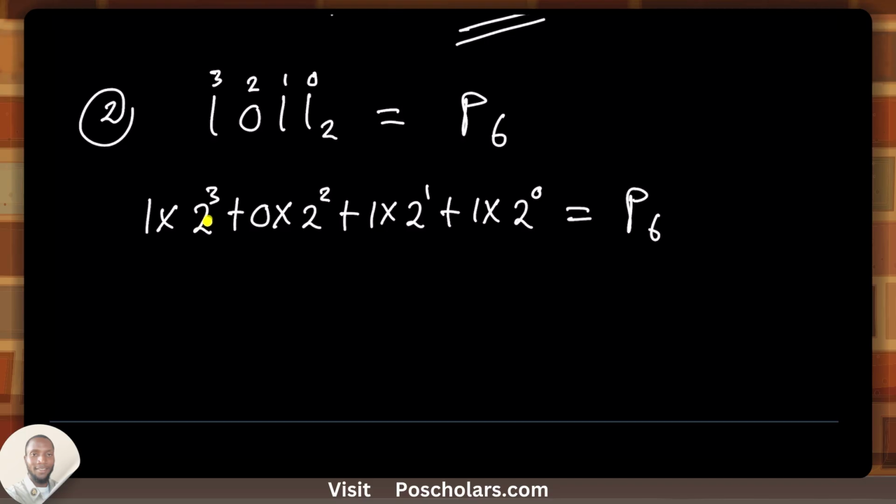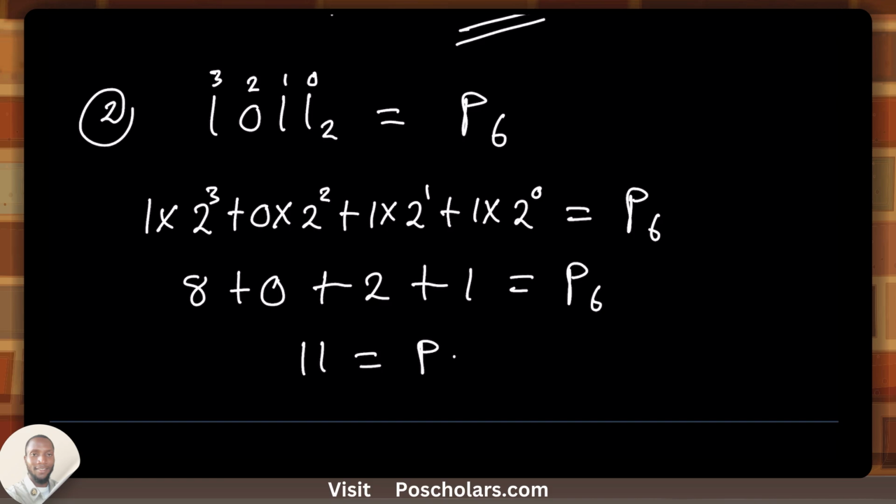So 2 raised to power 3 gives 8. 8 times 1 is 8, right? Plus 2 raised to power 2 is 4. But 4 times 0 gives 0. Then plus 2 raised to power 1 is 2. 2 times 1 gives 2. Plus 2 raised to power 0 is 1. 1 times 1 gives 1 equal P base 6. Now you add next. 8 plus 0 is 8. 8 plus 2 is 10. 10 plus 1 is 11. So you have 11 is equal to P base 6.